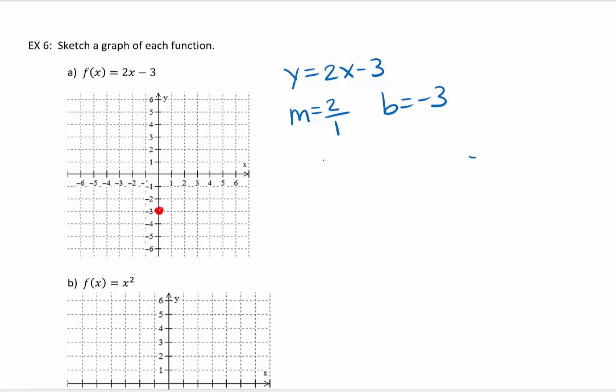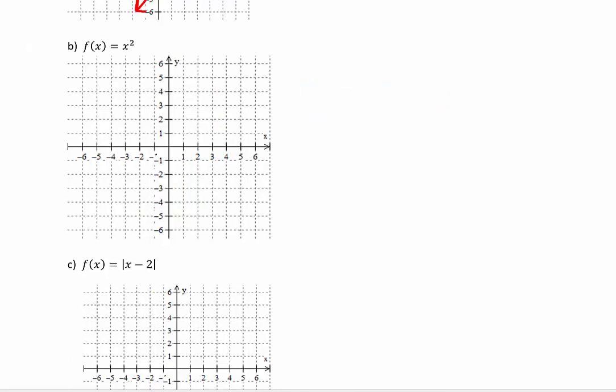So to graph, I start by plotting the y-intercept, negative 3. And since the slope is 2 over 1, we can go up 2 over 1. And then connect the dots to get a very nice graph of that line. So linear functions, we can always use the slope and the y-intercept to graph. What about nonlinear functions? F of x equals x squared is the equation y equals x squared.